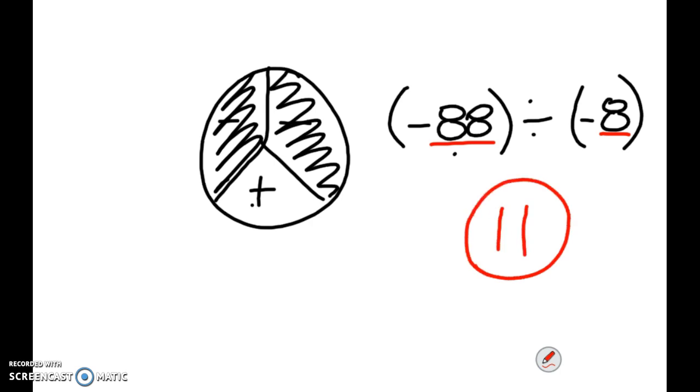Okay, if you don't need the integer ninja, you just need to remember your rules. And your rules are, if the signs are the same, your answer is positive. If your signs are different, your answers are negative. Let's do one more example. This is number 3.